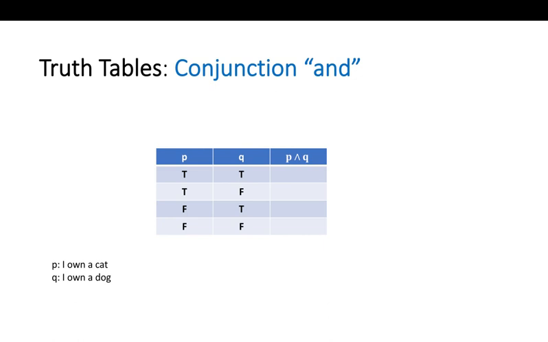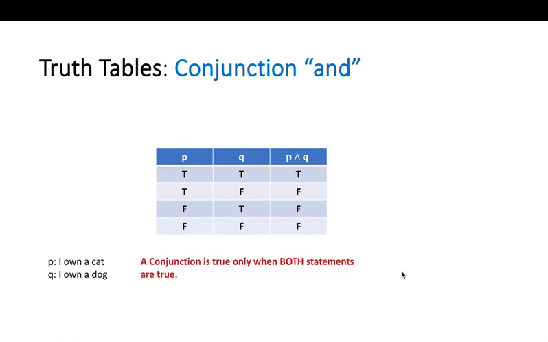Okay, let's do conjunction. Use that same example, and it's an and statement. I own a cat and I own a dog. Well, it's certainly going to be true for the first case. I own a cat and I own a dog? No, because you don't own the dog. So this is going to be false. I own a cat? No. False. I own a cat? No. I own a dog? No. False. So for the conjunction, the truth table looks like this. The only time it's true is when both statements are true. Otherwise, it's false.